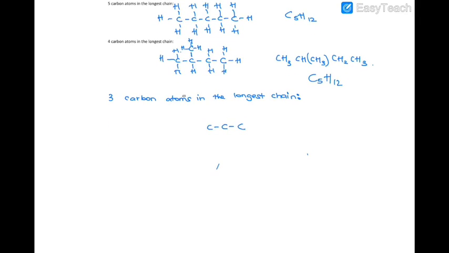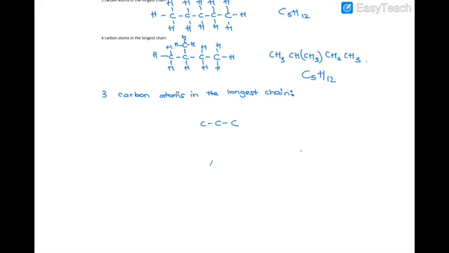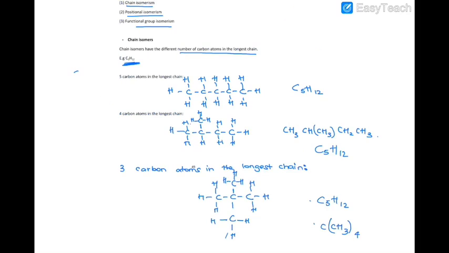Another structural isomer is one which has 3 carbons in the longest chain. So 1, 2, 3. But since we need C5H12, we need 2 other carbons, so we're going to add 1 here and 1 here. The important thing is that these 3 molecules all have the same molecular formula, C5H12, but they have different lengths of the longest chain. This one has 5 carbons, this one has 4, this one has 3, but they all have 5 carbons in total, and they all have formula C5H12.